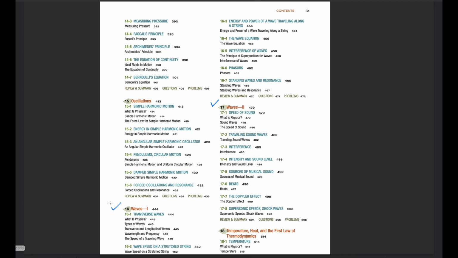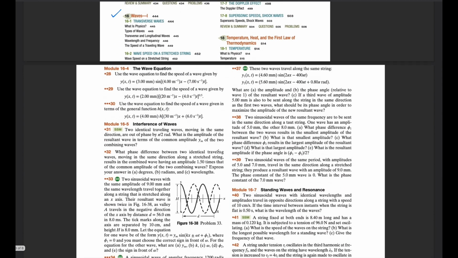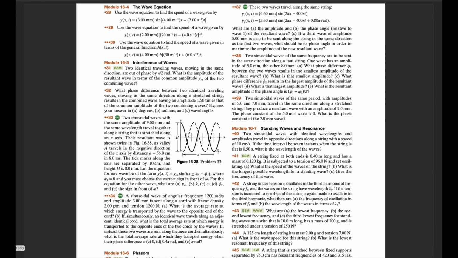Today I am going to solve some selected problems from chapter 16 and chapter 17, Waves part 1 and Waves part 2. Let us start from chapter 16, problem number 28, wave equations. In this problem we will use the wave equation in order to find the speed of the wave. Use the wave equation to find the speed of the wave given by this wave equation.